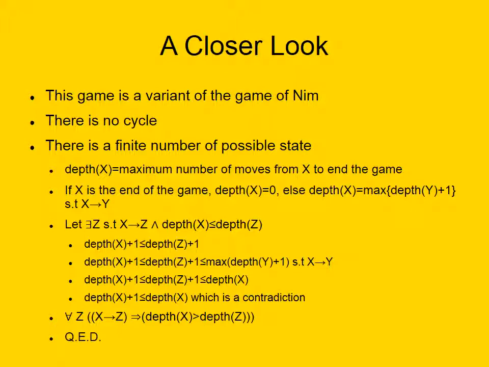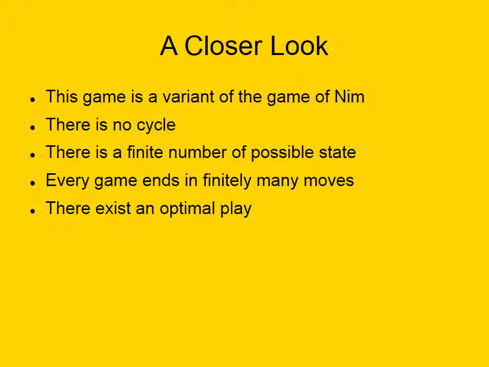Therefore, for all z, if z is one of the possible next states from x, then def(x) is strictly greater than def(z). Because the depth of the current state is always less than the depth of the previous state, it means the depth of the state will get smaller with every turn. This means the depth of the current state will reach 0 eventually and the game will end. QED. Because there is no cycle in our game and there is a finite number of possible states, every game ends in finitely many moves.